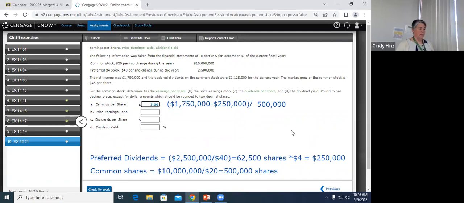Okay, it says round to 1 decimal place except for dollar amounts, which should be rounded to 2 decimal places. And so earnings per share is definitely a dollar amount. The company made $1,750,000, but $250,000 of that was paid out as dividends to the preferred stockholders, leaving $1.5 million in earnings for the common shareholders. And if we divide that by the 500,000 common shares, it's $3 per share. Make sense?